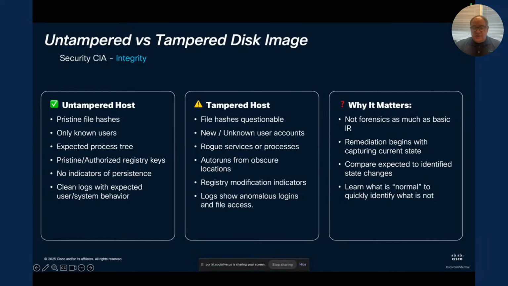You're looking at expected process tree, right? All the different processes running on that endpoint. No indicators of persistence. I gave an example before with SSH in the services config file, and you want your logs to be clean. A tampered host would have literally the opposite of all of those things.